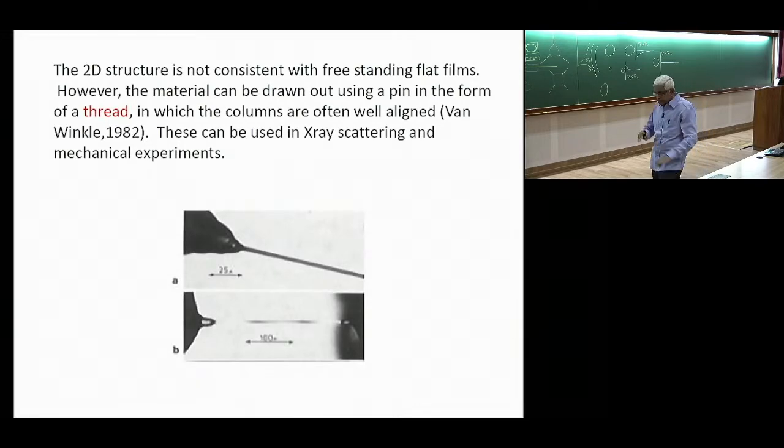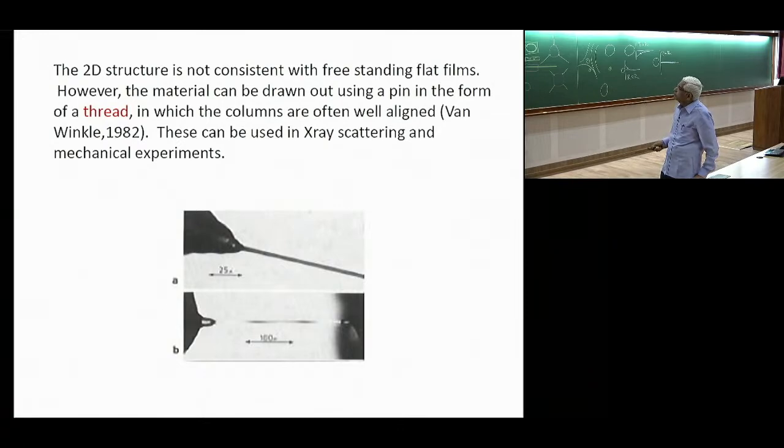And unlike in a smectic, smectic can be drawn in films, thin films, 2-layer films you can draw in 1 centimeter square. This cannot be drawn because it's a two-dimensional crystal. You can only use a pin and get a thread. And the columns will be oriented very well along the thread there. And this can be used in, for example, X-ray scattering and mechanical experiments and so on. This was originally shown by Van Winkle and so on, Clark's student back in 1982.